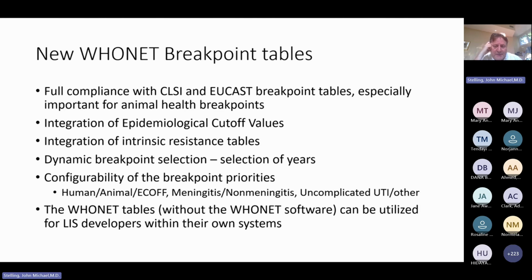UCAST said, we don't think they're susceptible. UCAST was right. CLSI changed the breakpoints so that some of these were now resistant. So even for the old data, you should generally use today's breakpoint.